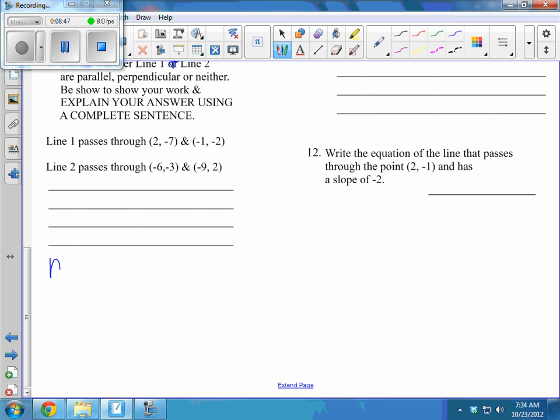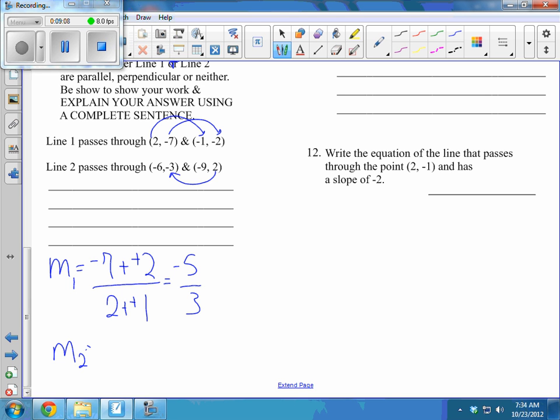So I'm going to start with line 1, slope 1. And I'm going to do negative 7 minus negative 2. So when I go for the x's, same way. I'm going to add the opposite. And when I'm done, for slope 1, I get negative 5/3. For slope 2, same thing, subtract my y. So I'm going to do 2 minus negative 3 this time.